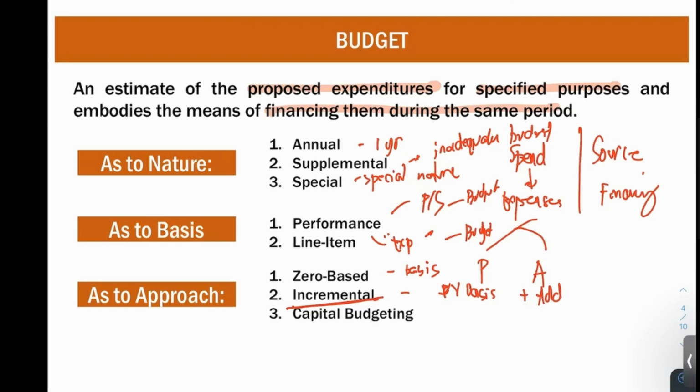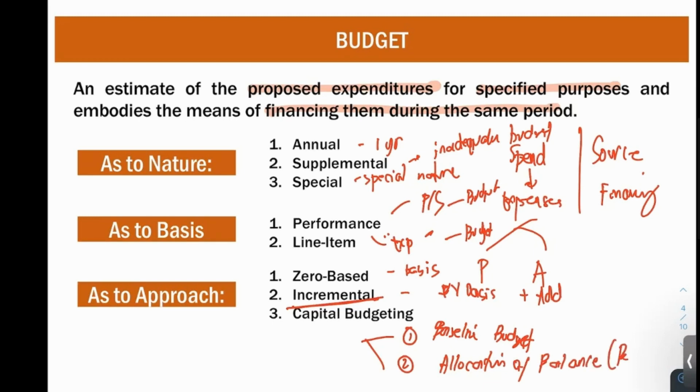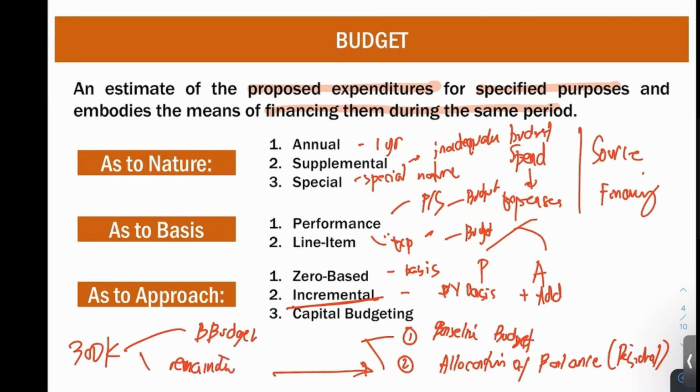Last, we have your capital budgeting approach. In a capital budgeting approach, it consists of 2 steps. The first step is a baseline budget. The second step is the allocation of balance. So this is like a residual amount. So how does it work? Let's say you have 300,000. You allocate it first to your baseline budget, and any remainder goes to your allocation of balance.